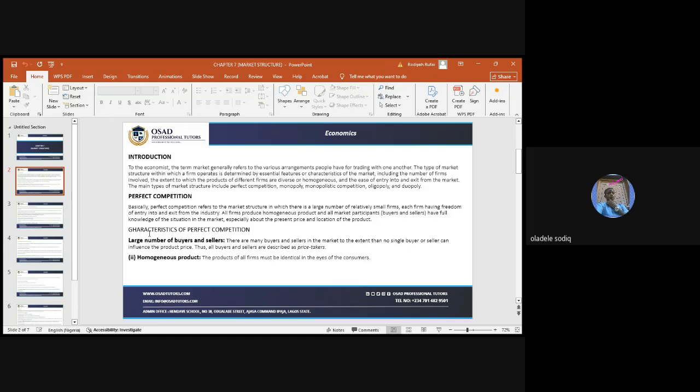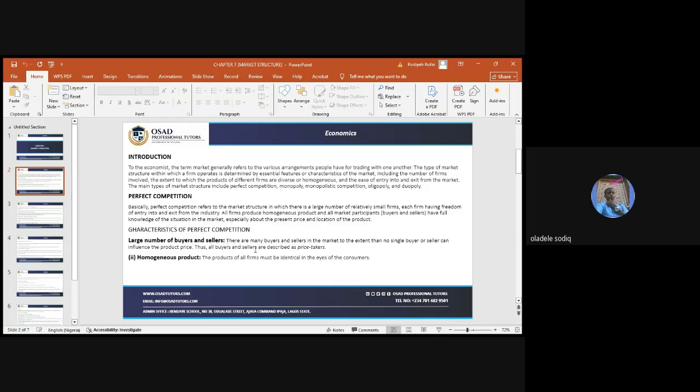So we have characteristics of perfect competition. What are the characteristics of perfect competition? Number one, we have a large number of buyers and sellers. One of the characteristics of perfect competition is that we have a large number of buyers and sellers in the market, to the extent that no single buyer or seller can influence the product price.